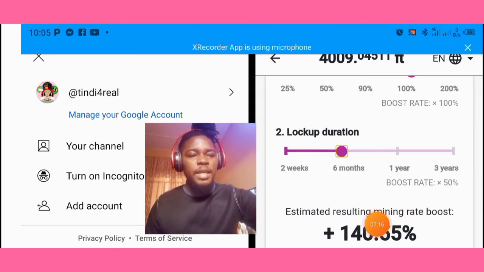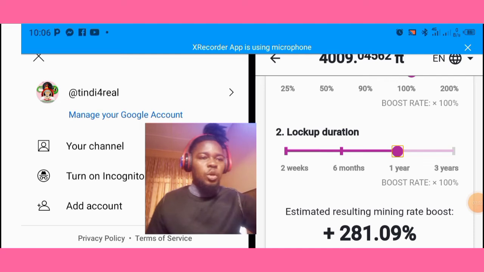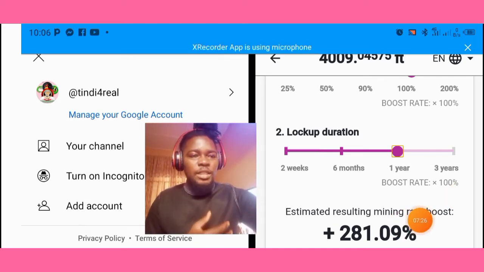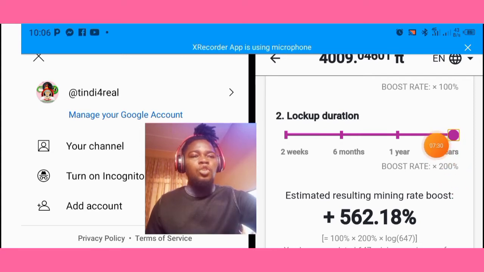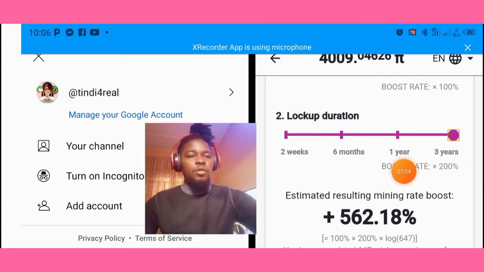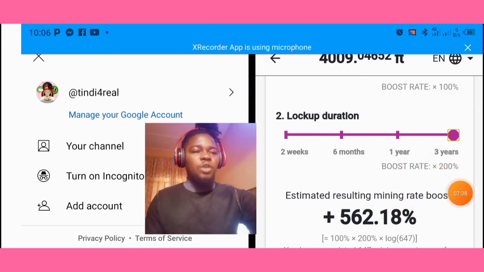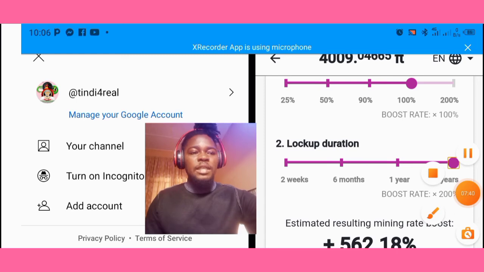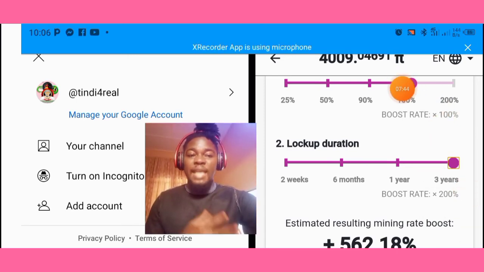And you can see right here, the estimated resulting mining boost rate is down below here. When you tap 1 year, the mark at the top of it, you will see that it's increasing. Now when you put it at 3 years, it's also increasing. This is you locking up 4,009, and as it adds up even now into the future, it will be increasing. Don't forget, the reason why we are having this is basically because we are locking it up at 100%.